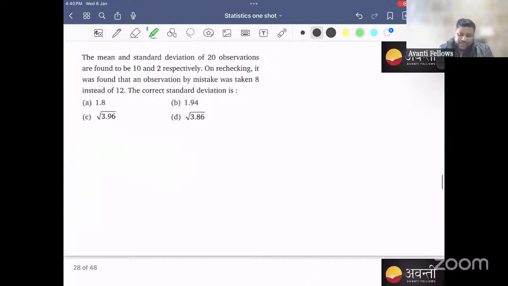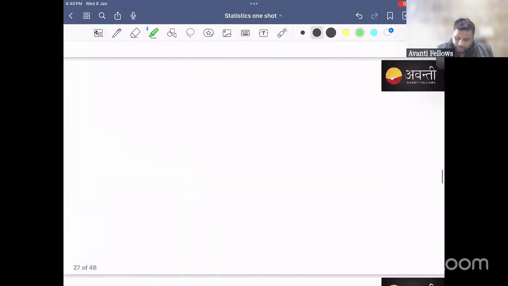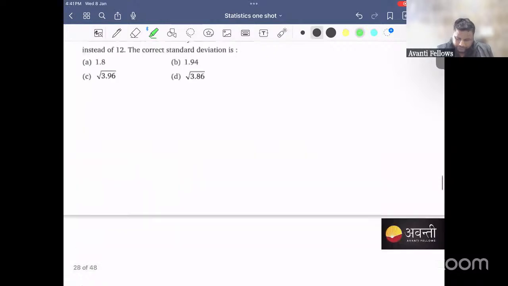The mean and standard deviation of 20 observations are found to be 10 and 2 respectively. On rechecking, it was found that an observation was by mistake taken as 8 instead of 12. Find the correct standard deviation. All right, so go for it.